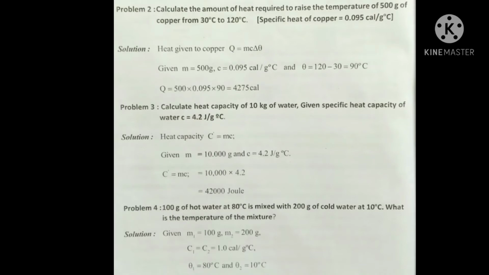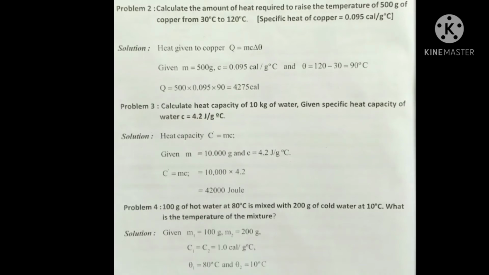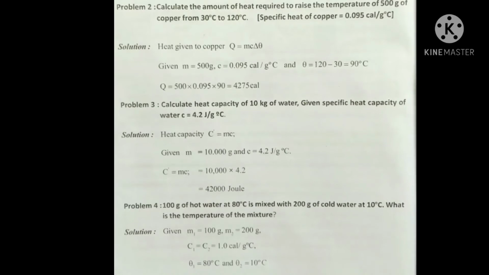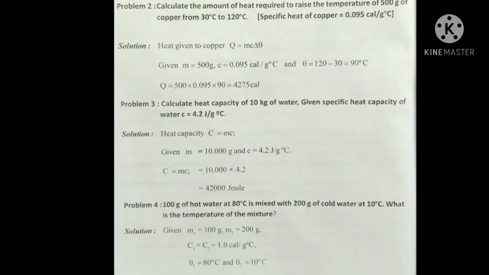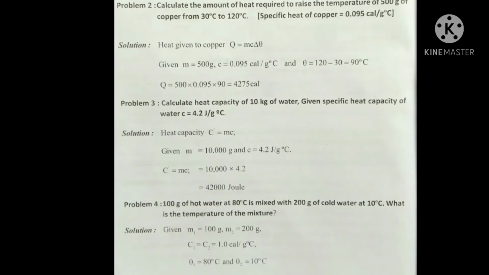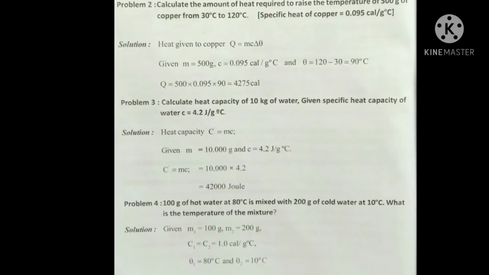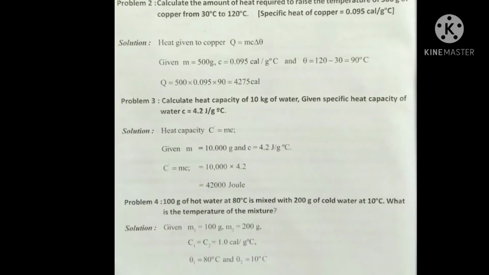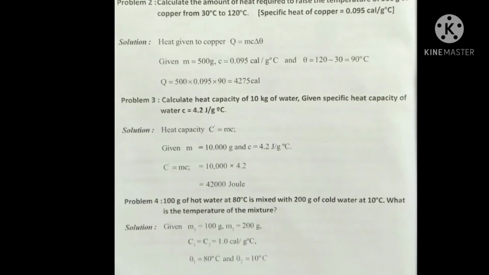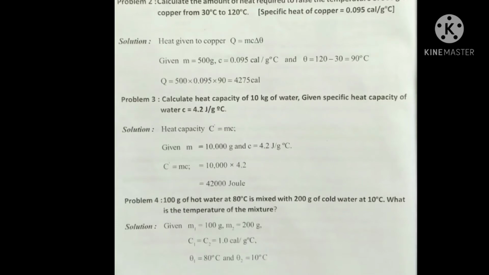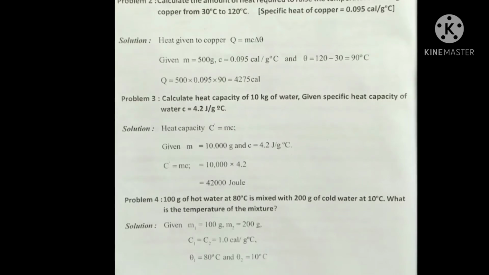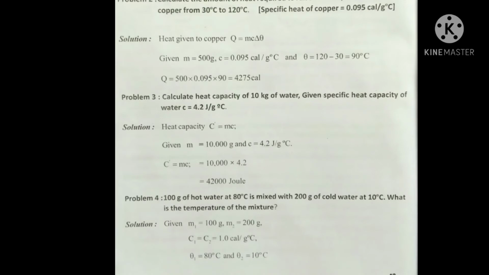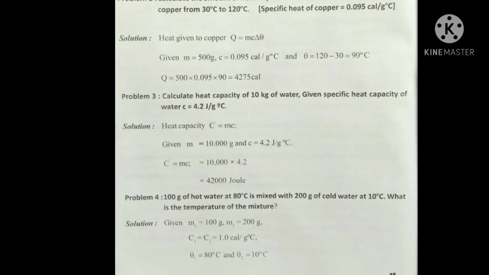Here M1 is the hot water mass, that is 100 grams, and M2 is the cold water mass, that is 200 grams. The specific heat of hot water is 1 calorie per gram degree centigrade, and the cold water specific heat is also 1 calorie per gram degree centigrade. Theta 1 is the temperature of the body at the hotter state and theta 2 is the temperature of the body at the colder state. So theta 1 is 80 degrees centigrade and theta 2 is 10 degrees centigrade.